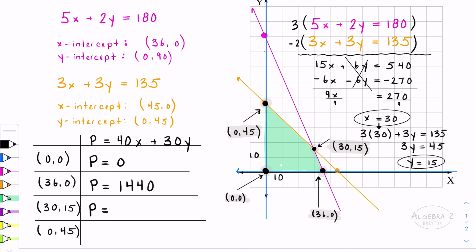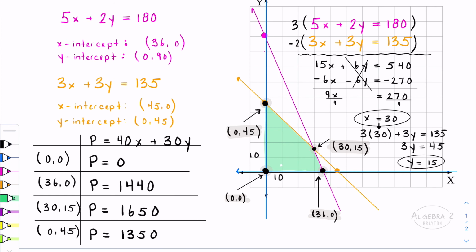The next vertex of 30, 15 would be evaluated at 1,650. And lastly, the vertex of 0, 45 would be evaluated at 1,350.